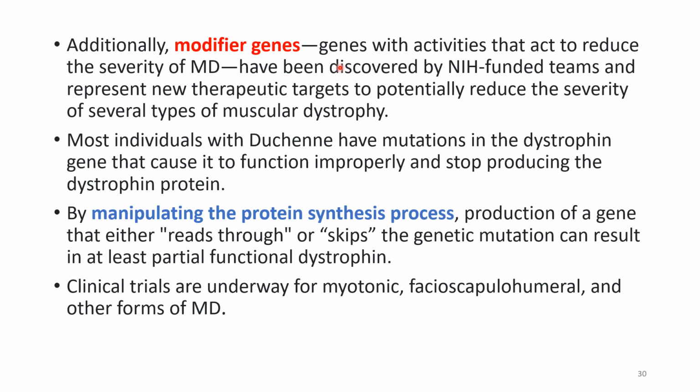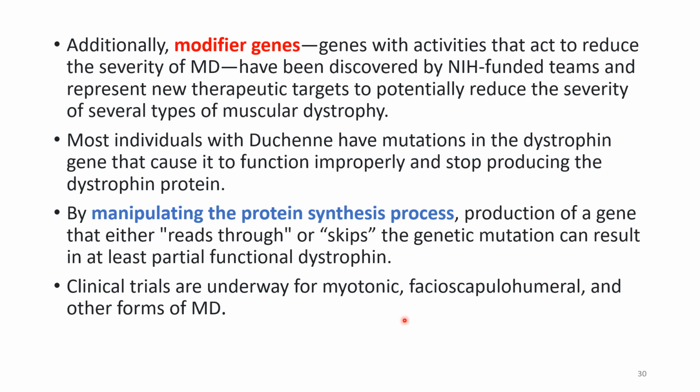Additionally, modified genes, that is, genes with activities that act to reduce the severity of the muscular dystrophy, have been discovered by NIH funded teams and represent new therapeutic targets to potentially reduce the severity of several types of muscular dystrophy. Most individuals with Duchenne have mutations in the dystrophin gene that cause it to function improperly and stop producing the dystrophin protein. We can manipulate the protein synthesis process, that is production of a gene that either reads through or skips the genetic mutation, which can result in at least partial functional dystrophin protein production.